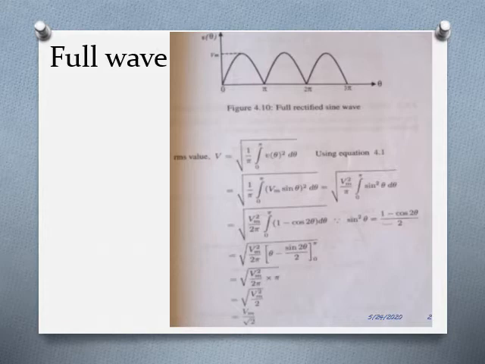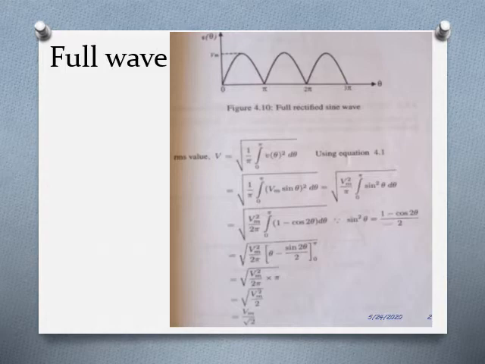So the RMS value equation V is equal to square root of 1 by pi integral 0 to pi V of theta the whole square d theta. The function of the same wave is just same as what we have used earlier, Vm sin theta. So substitute V of theta as Vm sin theta.